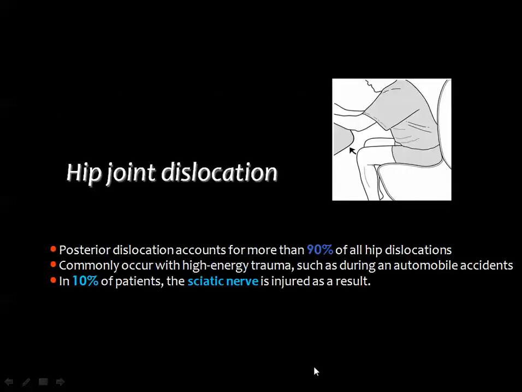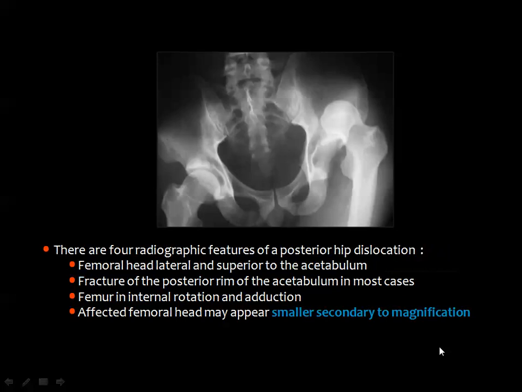Now we came to the hip dislocations, which most commonly occur in the posterior direction in more than 90% of the cases, and this is commonly a car accident injury with compression of the knee against the dashboard, resulting in posterior dislocation of the hip. In 10% of the patients, the sciatic nerve is injured according to this type of trauma.